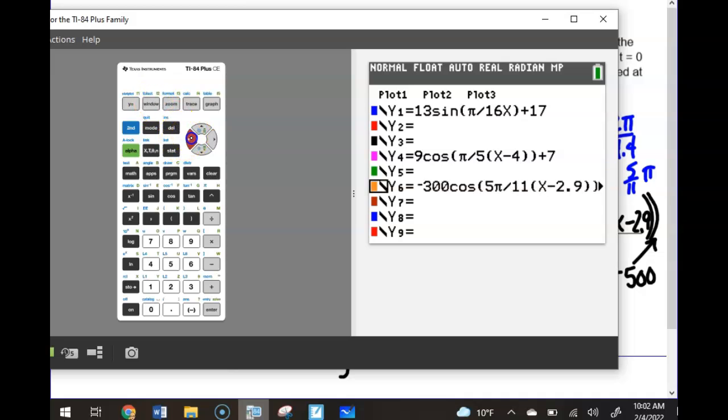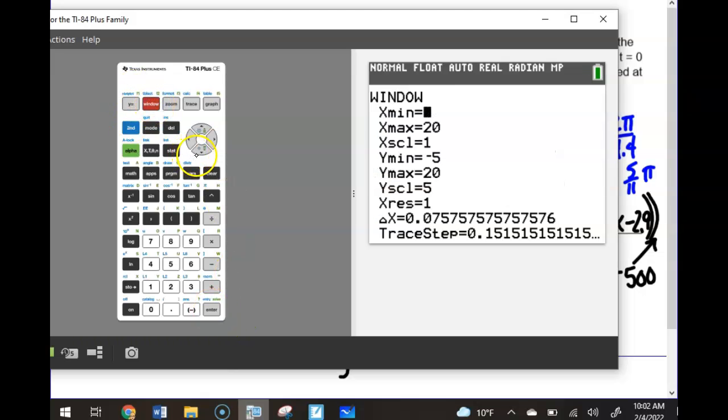Gotta go back and turn this on. Ooh, this one's orange. I'm excited. What did we say? 0 to 8. And 0 to 900.